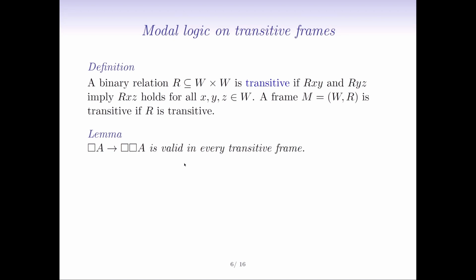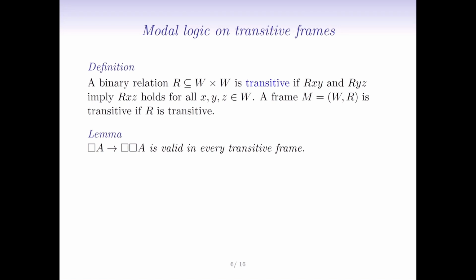Box A implies box box A. Now this kind of says if A is necessary, then it's necessary that it's necessary. Necessarily A implies necessarily necessarily A. And again, that seems like a not completely unreasonable principle that you might philosophically want to have in your modal logic. And we're going to see over the next few slides that the validity of this formula in a frame is exactly equivalent to the frame being transitive.